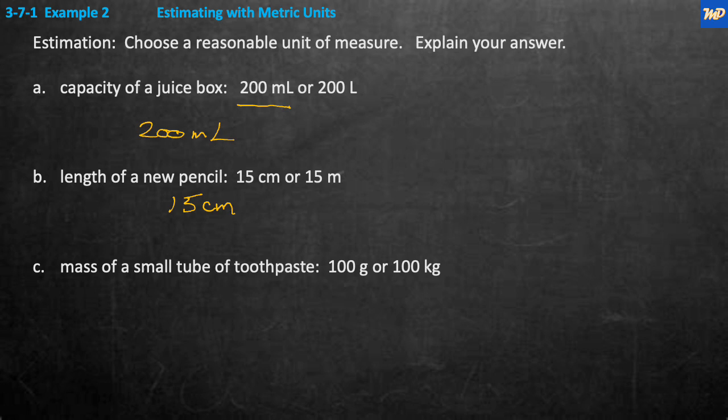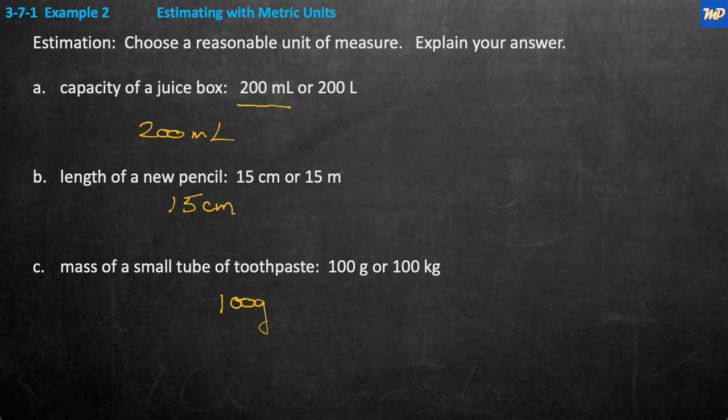So we're going to go with 15 centimeters, cm. Okay? And the mass of a small tube of toothpaste, is it 100 grams or 100 kilograms? Well, we learned earlier that a gram is about the weight or the mass of a paper clip. So could this small tube of toothpaste be the weight of 100 paper clips? I'm going to go with 100 paper clips.